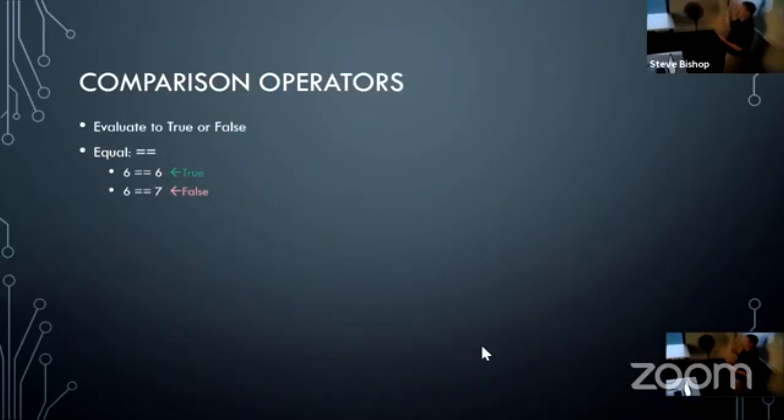And that is the crux of all logic in programming. Does this thing evaluate to true or false? That's really ultimately what it all boils down to. Is this thing true or false?